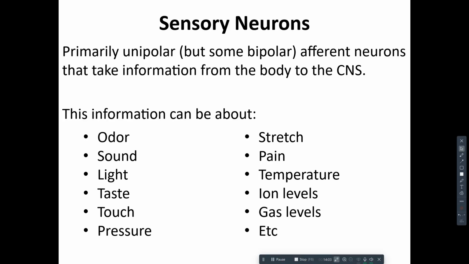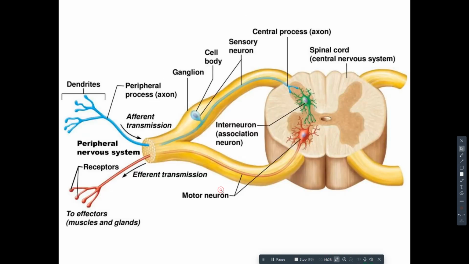Sensory neurons are afferent, meaning they're taking information from the body to the CNS, to the brain and the spinal cord. This information can be about so many different things: odor, sound, light, taste, touch, pressure, stretch, pain, temperature, levels of ion, levels of gases, and even more. Here is a sensory neuron right here, this blue guy. Sensory neuron taking information from the periphery in towards the spinal cord, towards the CNS.